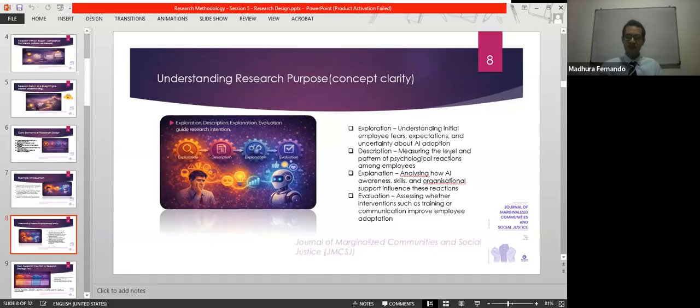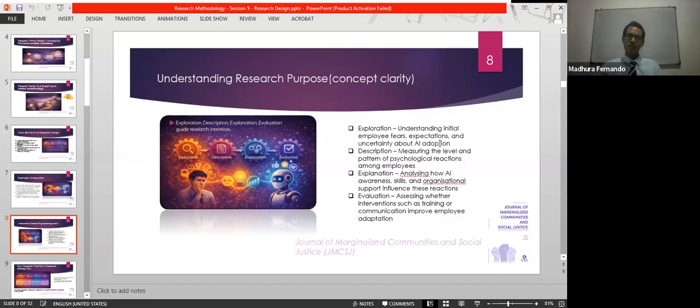And you have to measure the variables. Using the variables, you can measure the level of fear, the level of expectation, the level of uncertainty. You know that there is uncertainty in the first stage, but in the second stage you measure what is the level of that uncertainty. That is the function you call as description. And then the third function is the explanation, right?